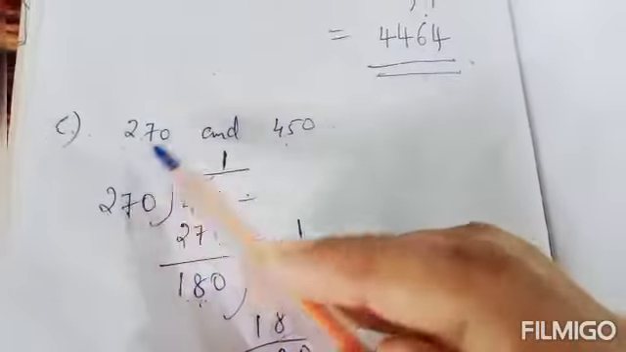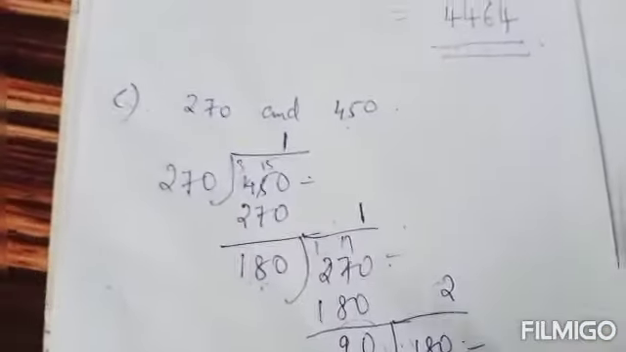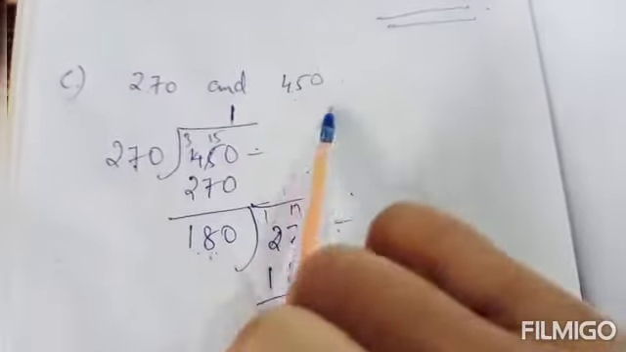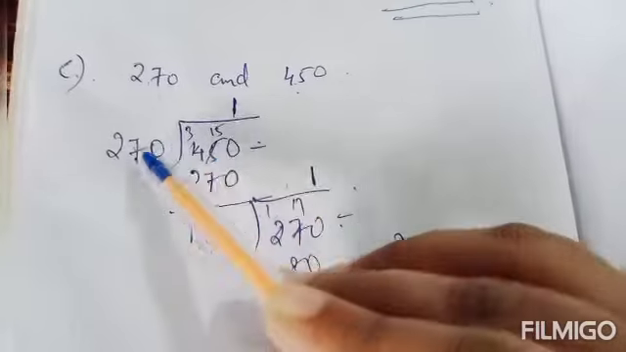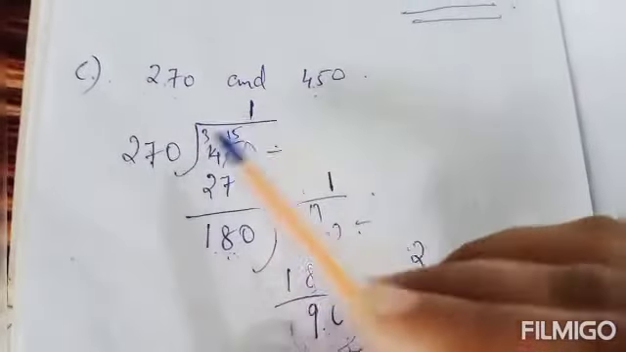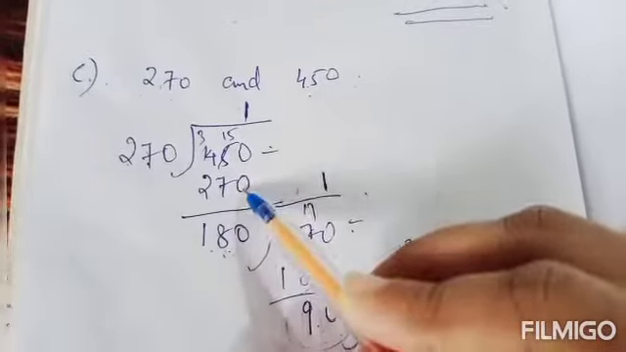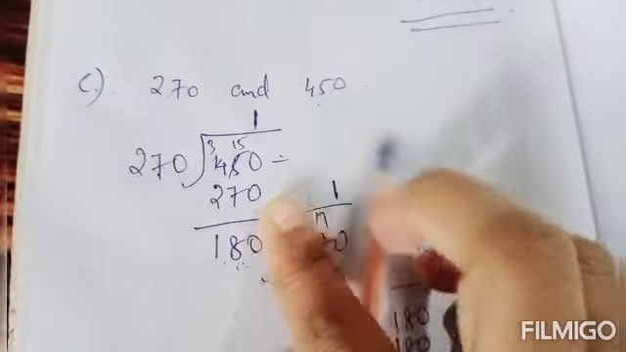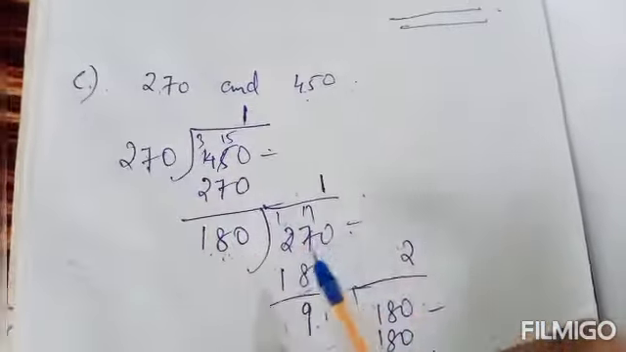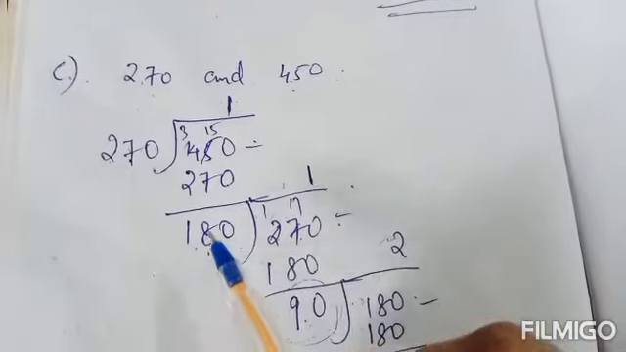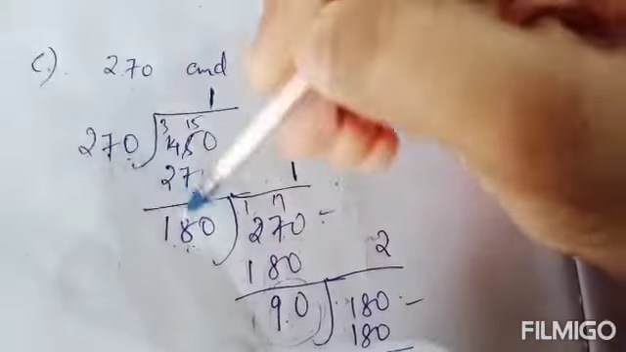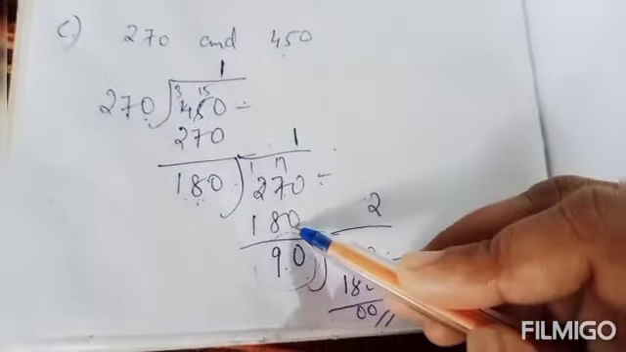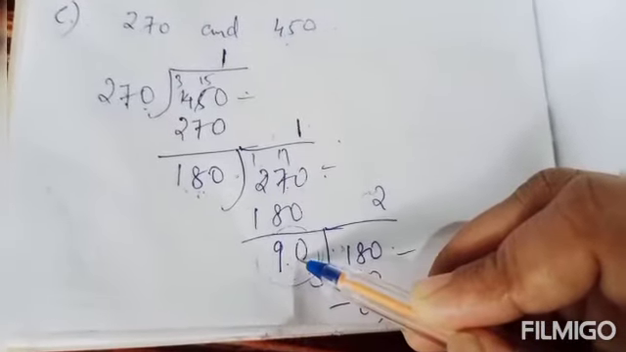Part C, 270 and 450. You can find the HCF of 270 and 450 by the division method. So first divide 450 by 270. You will get 270 into 1, it is 270. Now the remainder you will get is 180. So after this what to do? The divisor will become the dividend and the remainder will become the divisor. That is, divide 270 by 180. Again you will get 180 into 1, 180. You will get 90 as the remainder.